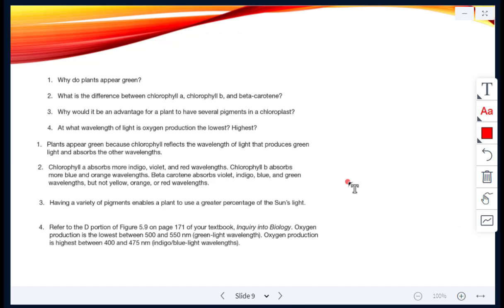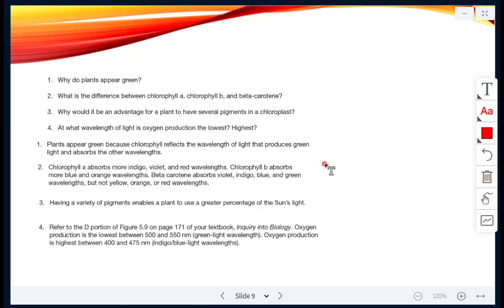All right, let's just do some questions here. Why do plants appear green? It's again because of chlorophyll. It reflects the wavelength of light that produces green light and kind of some yellow. It absorbs the other wavelengths.